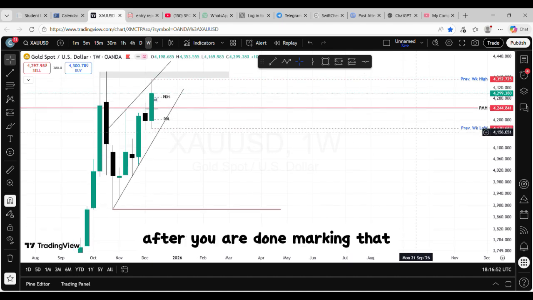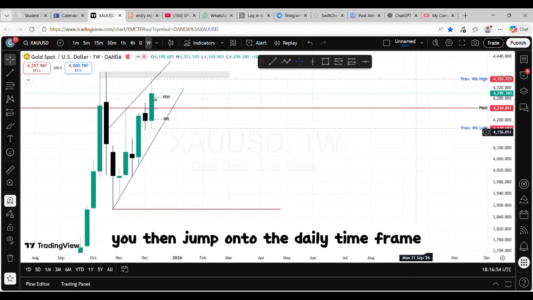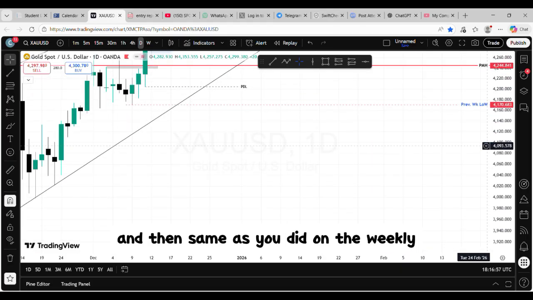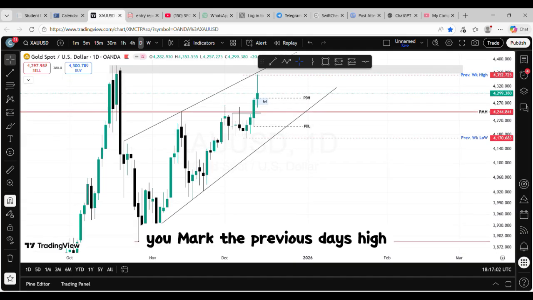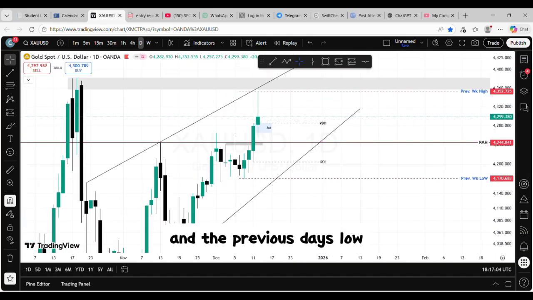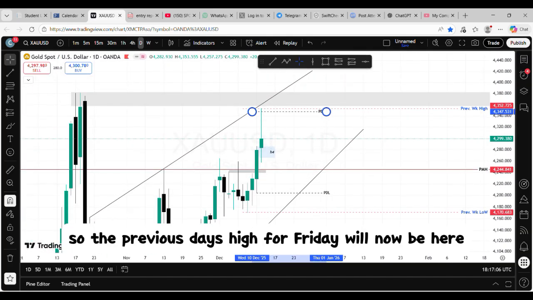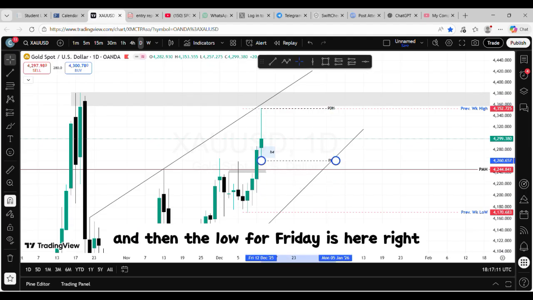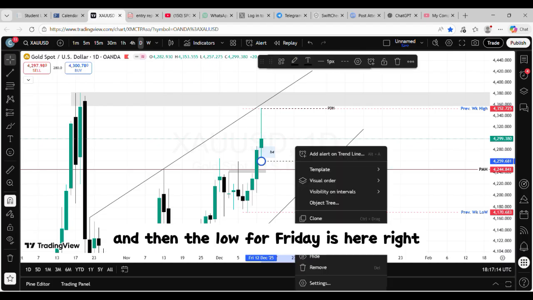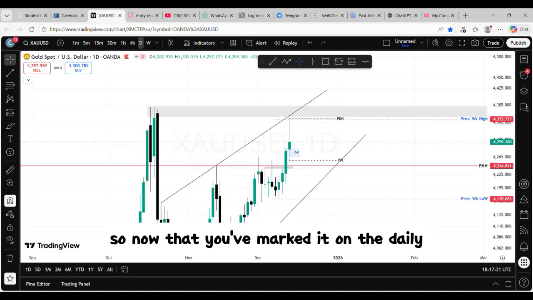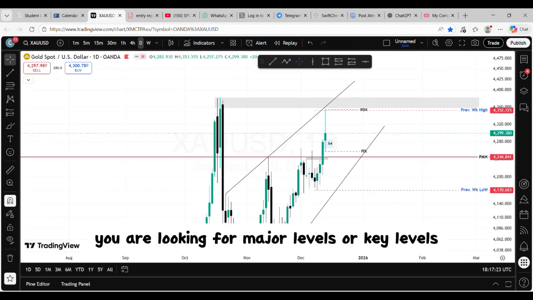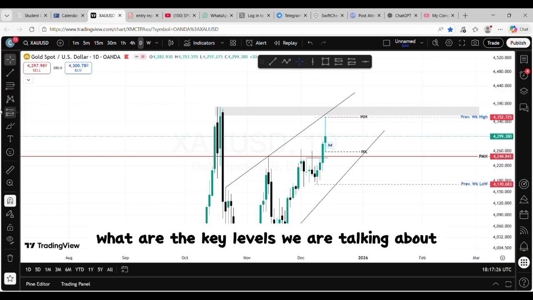After you are done marking that, you then jump onto the daily time frame, and same as you did on the weekly, you do the same for the daily. You mark the previous day's high and the previous day's low. So the previous day's high for Friday will be here, and the low for Friday is here. Now that you've marked it, on the daily you are looking for major levels or key levels. What are the key levels we are talking about?